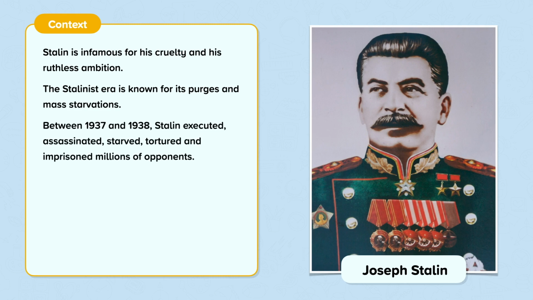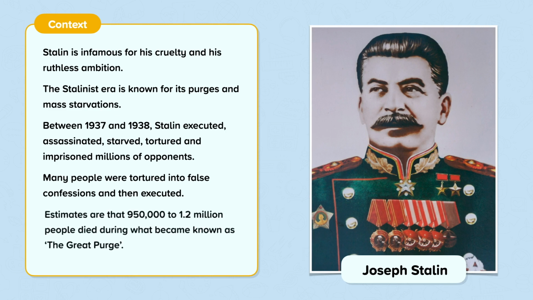Between 1937 and 1938, Stalin executed, assassinated, starved, tortured, and imprisoned millions of opponents. Many people were tortured into false confessions and then executed. Napoleon also executes animals who have apparently confessed to crimes. Estimates are that 950,000 to 1.2 million people died during what became known as the Great Purge.